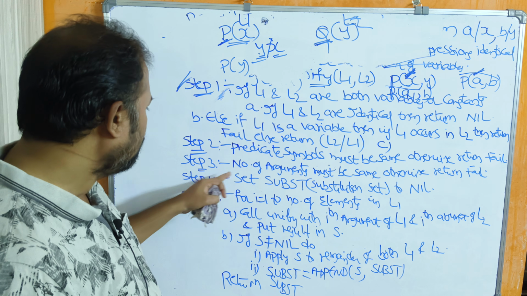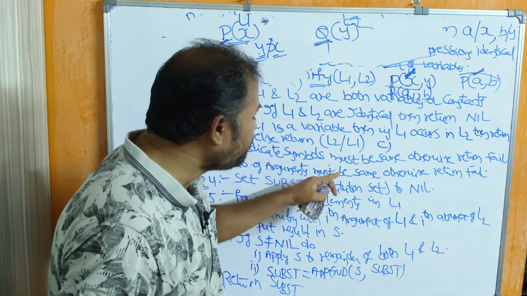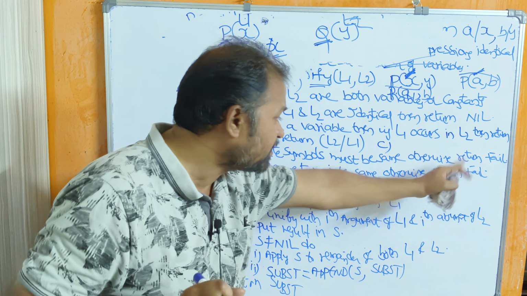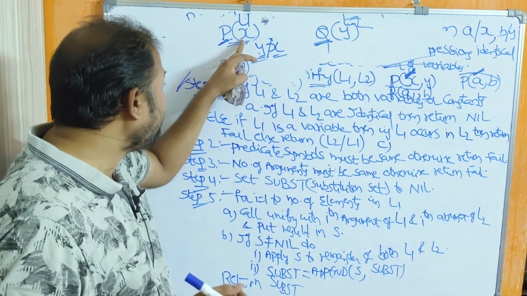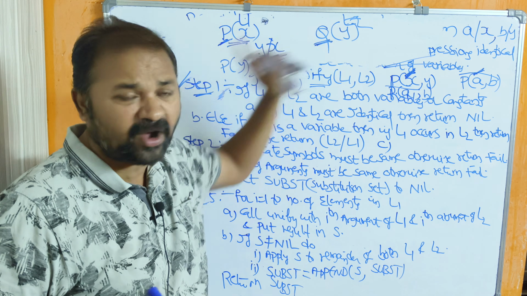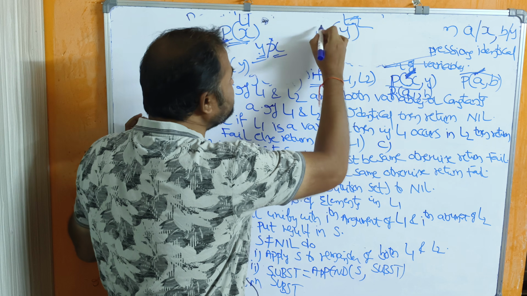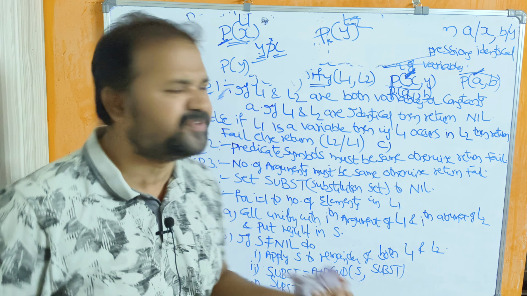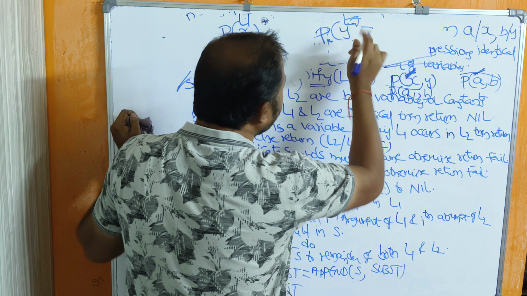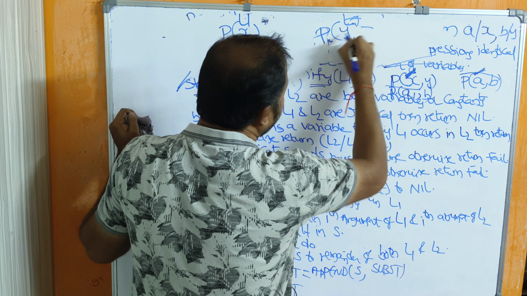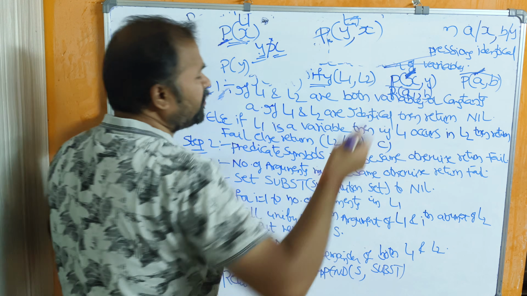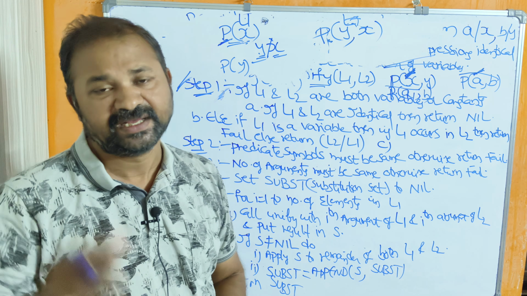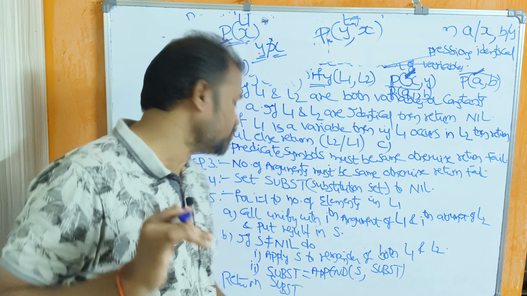Next, step 3. The number of arguments must be the same in both the expressions, otherwise return fail. Here we have one expression, and here also we have one expression. So if the predicate symbols are the same and the number of arguments are the same, then we can do the unification. Let us assume that instead of one argument, here we have two arguments. Then unification is not possible.